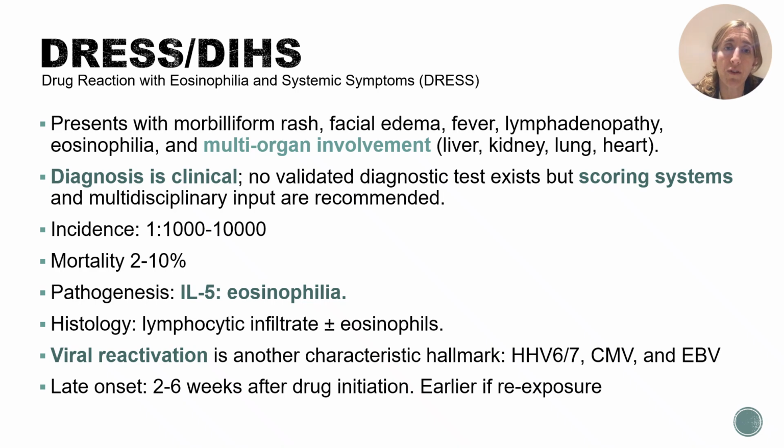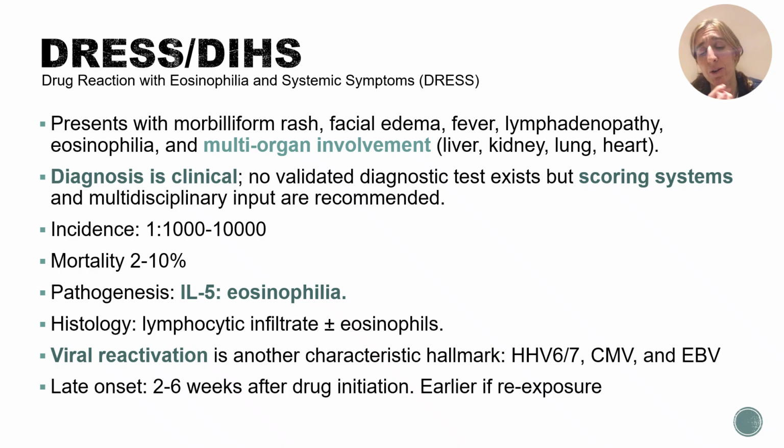Diagnosis is clinical and there are no validated diagnostic tests, but it's important to know that scoring systems and multidisciplinary input are highly recommended. The incidence goes from 1 in 1,000 to 1 in 10,000 depending on the drug, and mortality ranges from 2 to 10%. In the pathogenesis, the important hallmark is IL-5 and the eosinophilia that I mentioned before. In the histology, we have a lymphocytic infiltrate. Viral reactivation is another characteristic hallmark of DRESS, with cytomegalovirus, Epstein-Barr virus, or herpes 6 or 7.